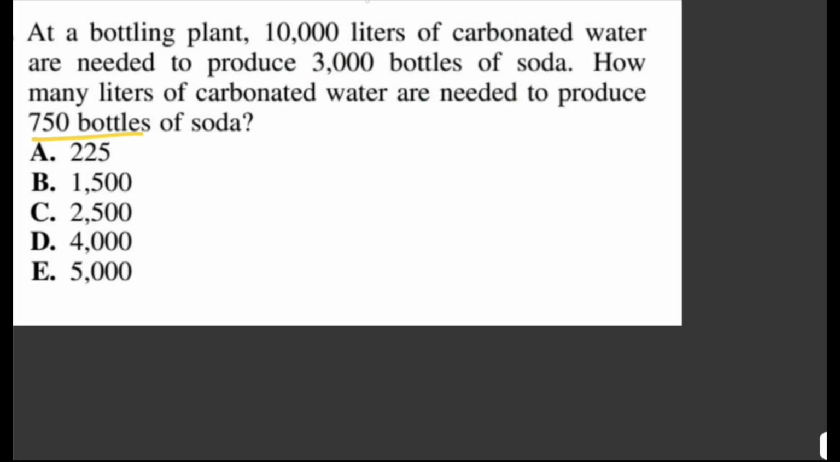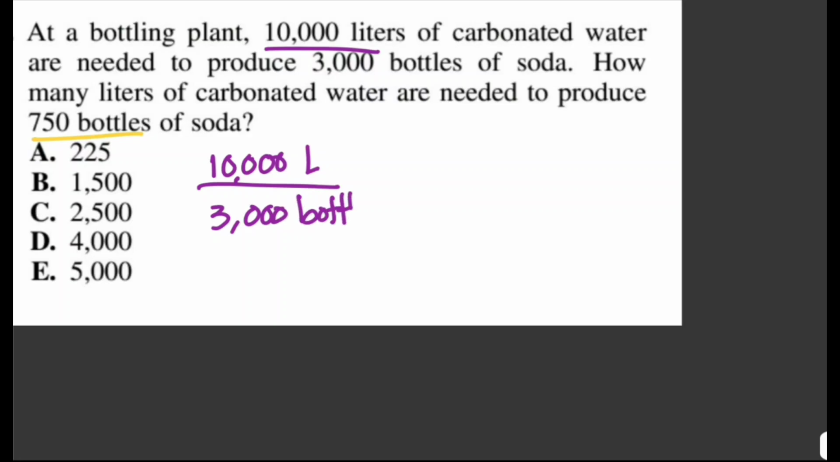750 bottles of soda. Now, to do that, we need to set up a proportion with ratios of liters of carbonated water to bottles of soda. It is stated here in the problem that 10,000 liters of carbonated water are needed to produce 3,000 bottles of soda. So that would be 10,000 liters of carbonated water per 3,000 bottles of soda.